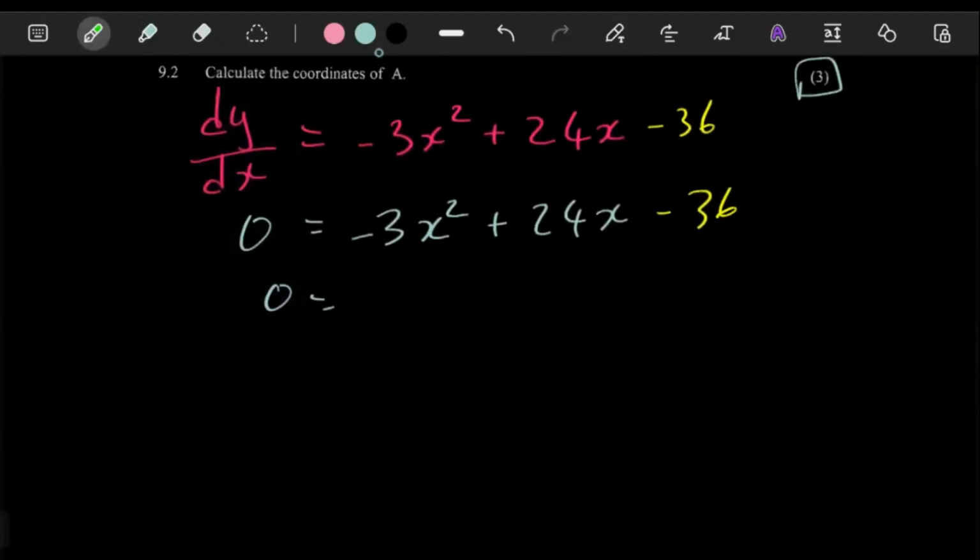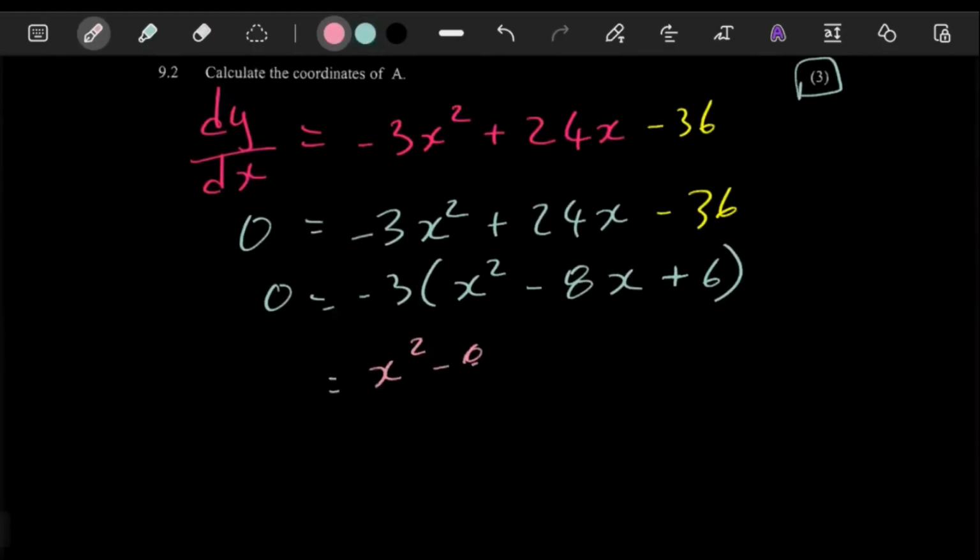So here you can actually take out a -3 if you want. You have x squared here, negative 8, and then +8, +6. So divide both sides by -3, and you're going to have x squared minus 8x plus 6 equal to 0. So in this situation, this doesn't make any sense again. I feel like I'm just making dumb mistakes. Why am I making dumb mistakes? It's kind of annoying.